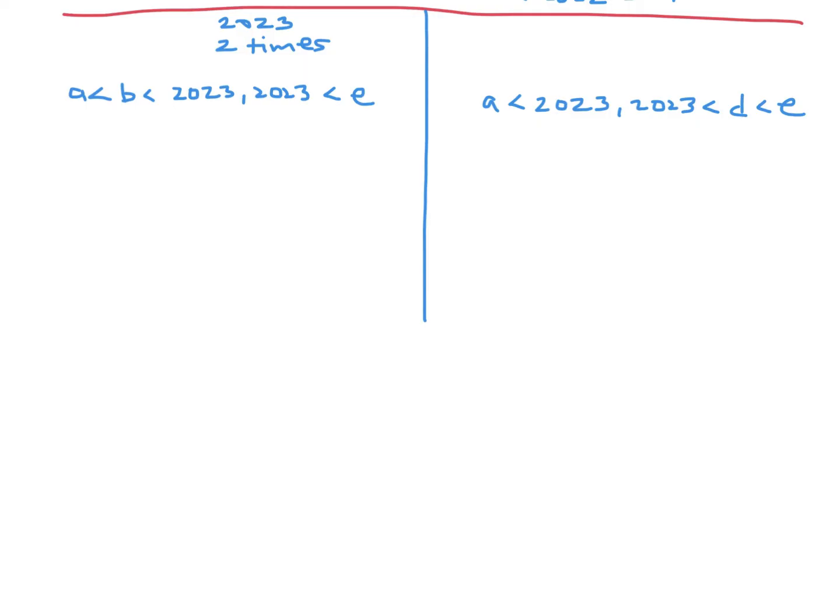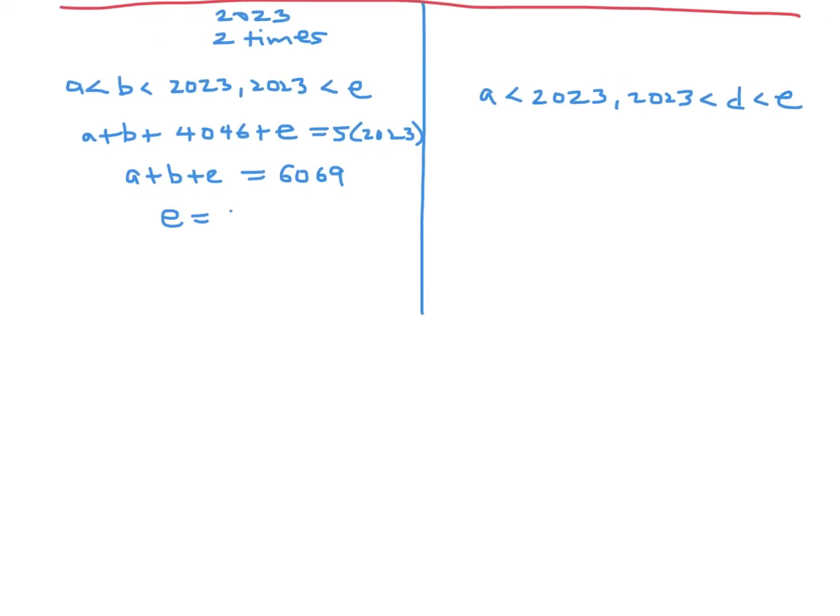If you do it that way, then that means that A plus B plus 2 times 2023, which is 4046, plus E is going to be equal to 5 times 2023, right? That's just a mean calculation. That's all that is. So that means that A plus B plus E is 6069. Okay? So that means E is equal to 6069 minus A minus B. Okay. So now we got to figure out, well, how many different ways are there of doing this? And a lot, actually. So let's go through this one by one.